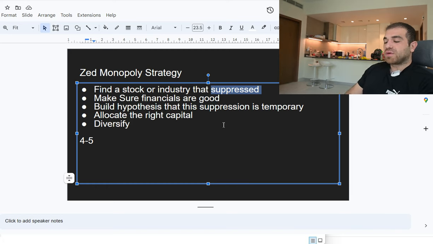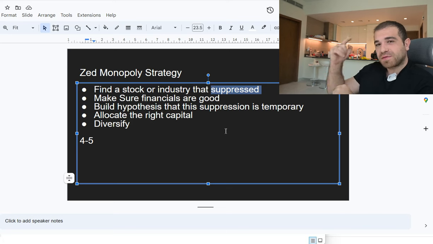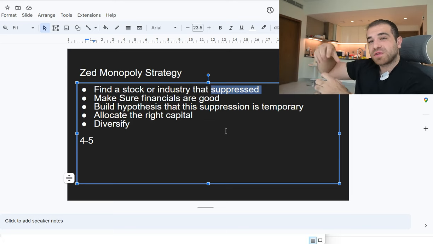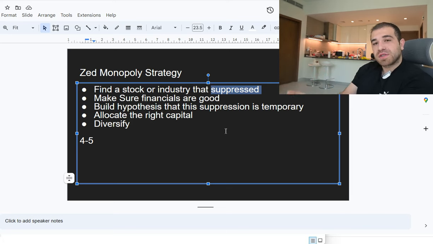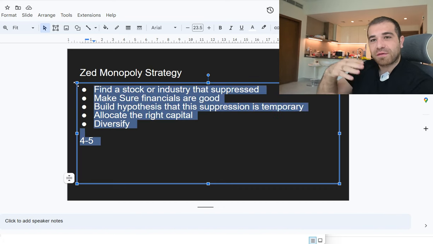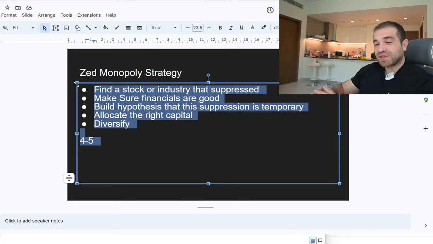So the most important thing you need to take from this video is you find an industry that is suppressed, okay? And then you identify what could come next that will lift the suppression and that will result in the stock being lifted. Not all stocks are down because of their financials, just so you know. It's because their industry is being suppressed because of external factors. Like, this is the moment and time for it. But essentially, guys, this is the strategy.